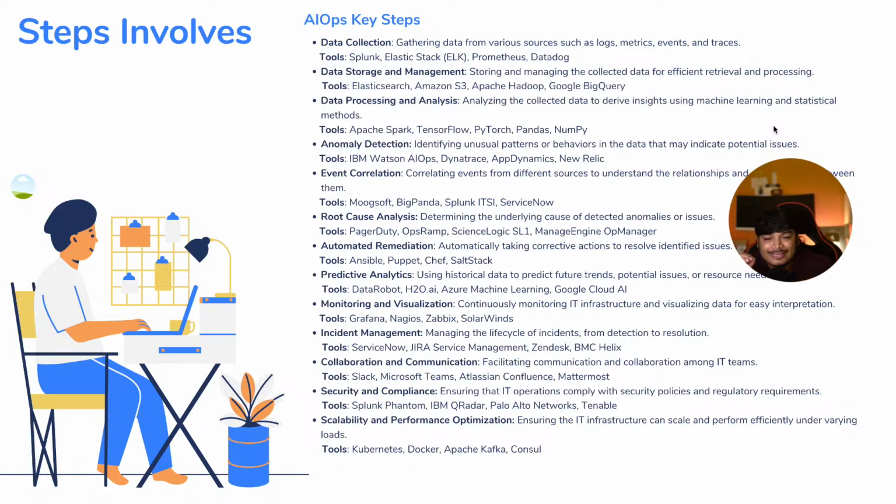Then comes data processing and analysis. What do we do there? We analyze the collected data stored on S3, BigQuery or Elasticsearch, the large chunks of logs and monitoring data, to find insights and different anomalies. What tools do we use for that? We use Apache Spark, TensorFlow, PyTorch, Pandas, NumPy, all kinds of tools.